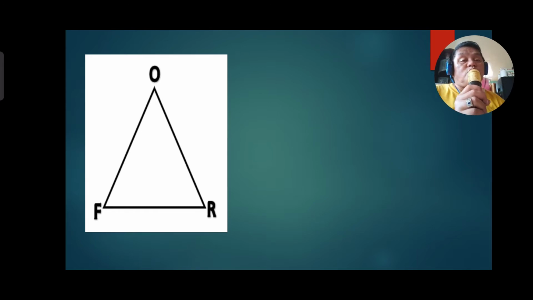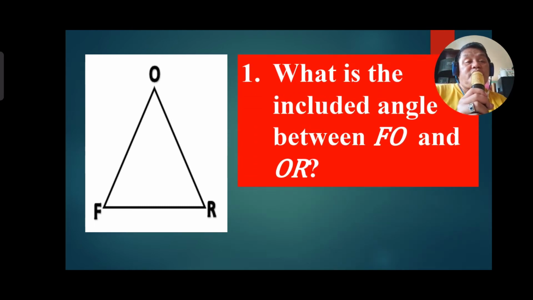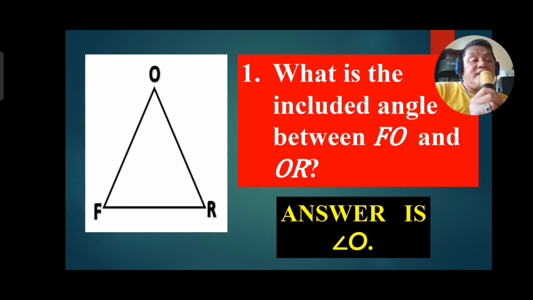So we have now the solution. You are going to draw the triangle FOR. And the question is, what is the included angle between side FO and side OR? Again, to have your quick answer, you are going to find the common letter of the given sides, and we have now side FO and side OR. The common letter there is O, so the answer here is angle O is the included angle between side FO and side OR.